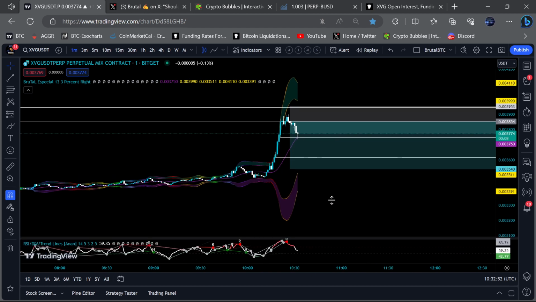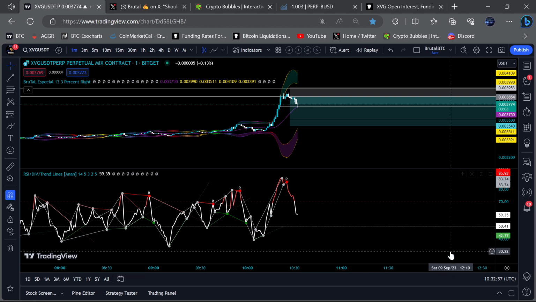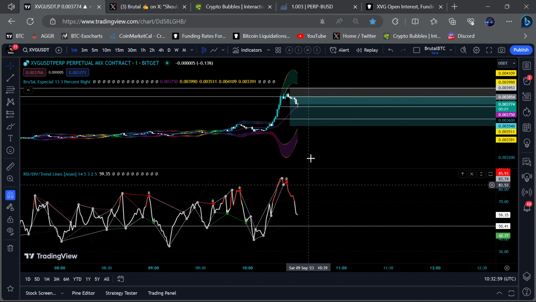Now you have taken your TP1 and RSI is back to our 59 level. This 50 level is a support. This is a supportive level for the coin.